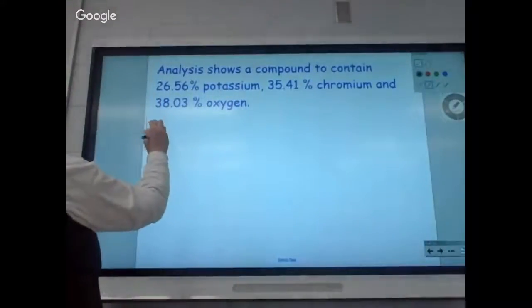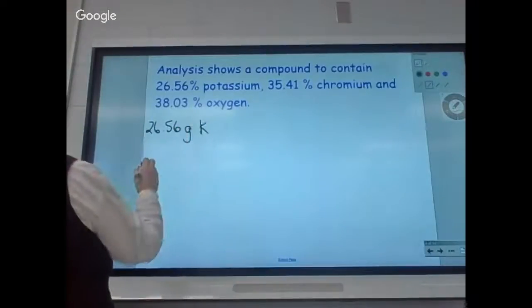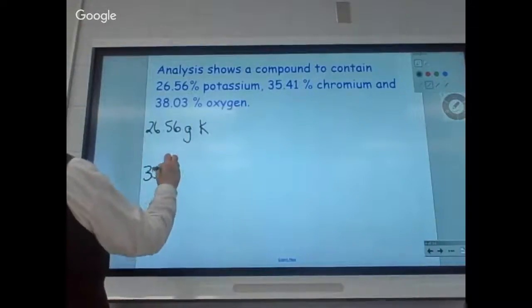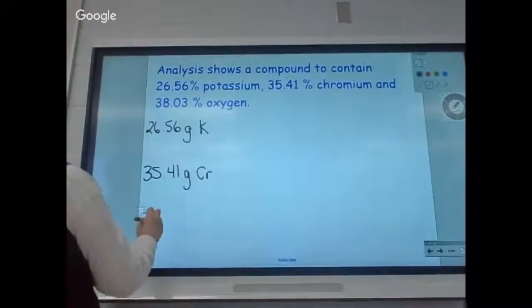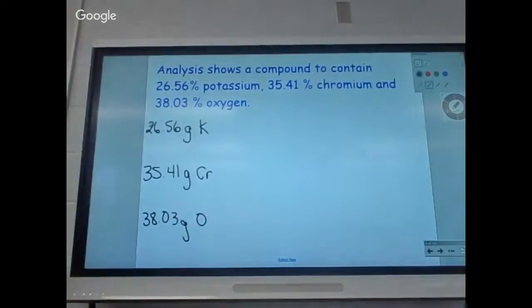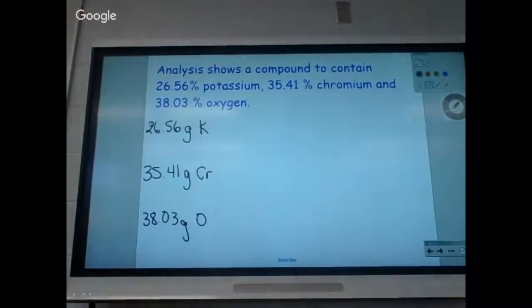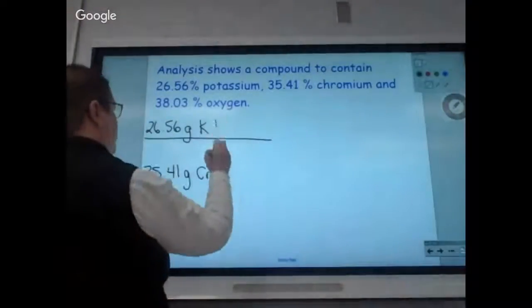26.56 grams of K. 35.41 grams of chromium. And 38.03 grams of oxygen. Now, is everybody okay with changing the percent to grams? Yeah. All right, so step 2 should also be a step we're still all okay with. We're going to change grams to moles.